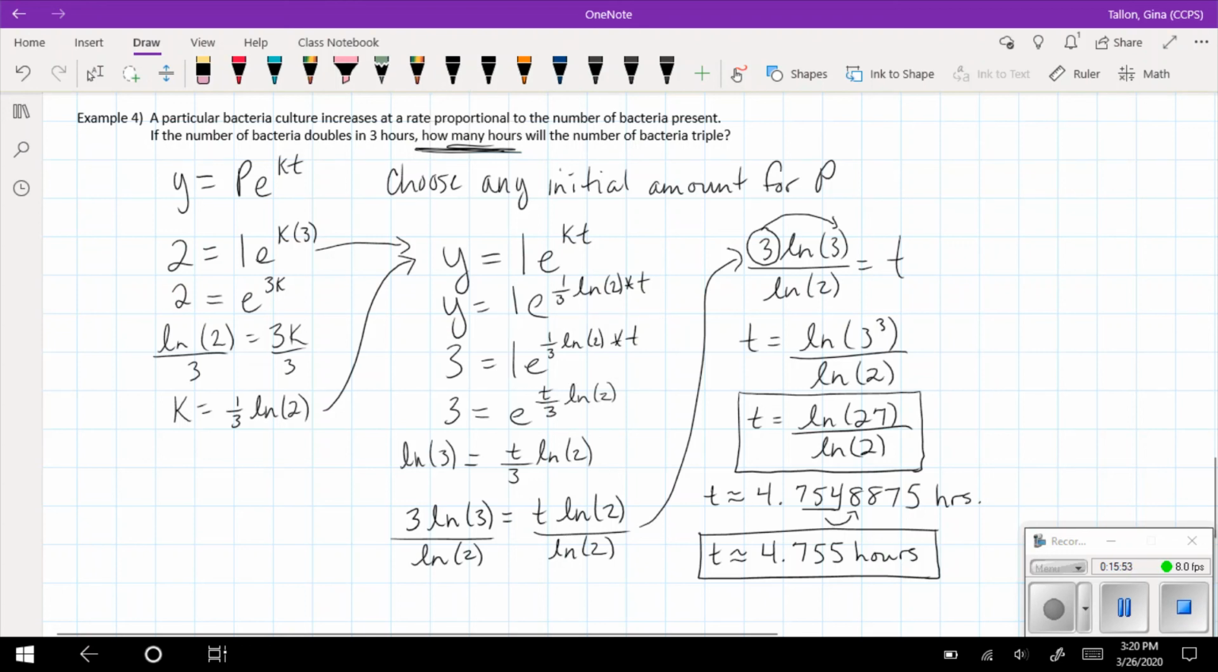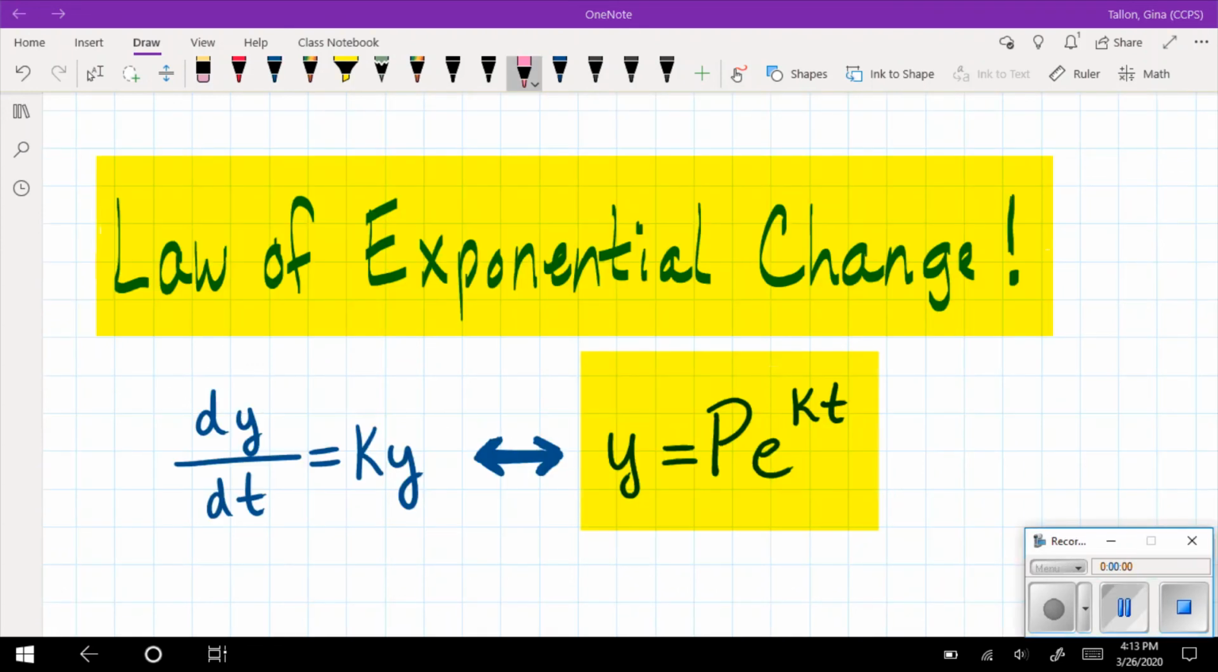All right, well, that ends example 4. I hope everybody is a little less intimidated by these questions, and I hope that you can look at a problem and distinguish whether or not the law of exponential growth applies to the problem or not. And that wraps up our session on the law of exponential change, y equals p e to the kt.